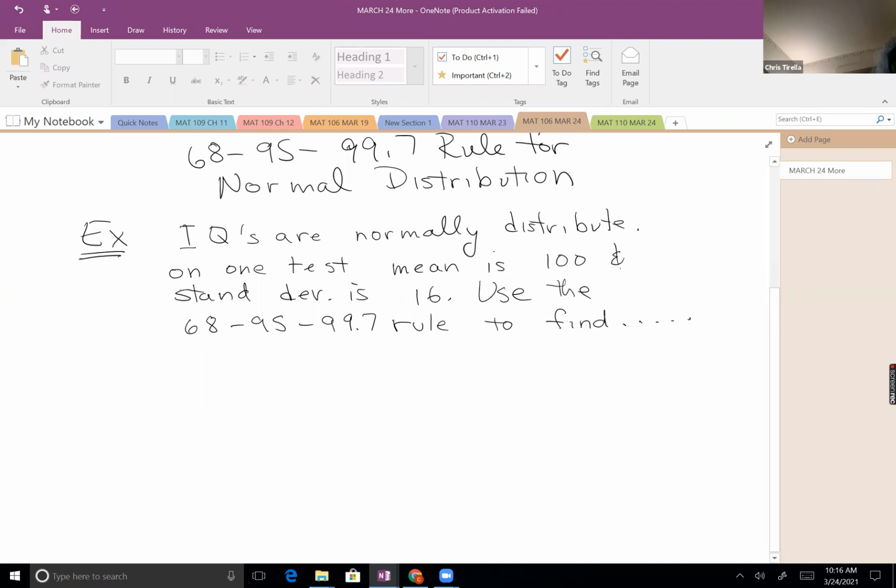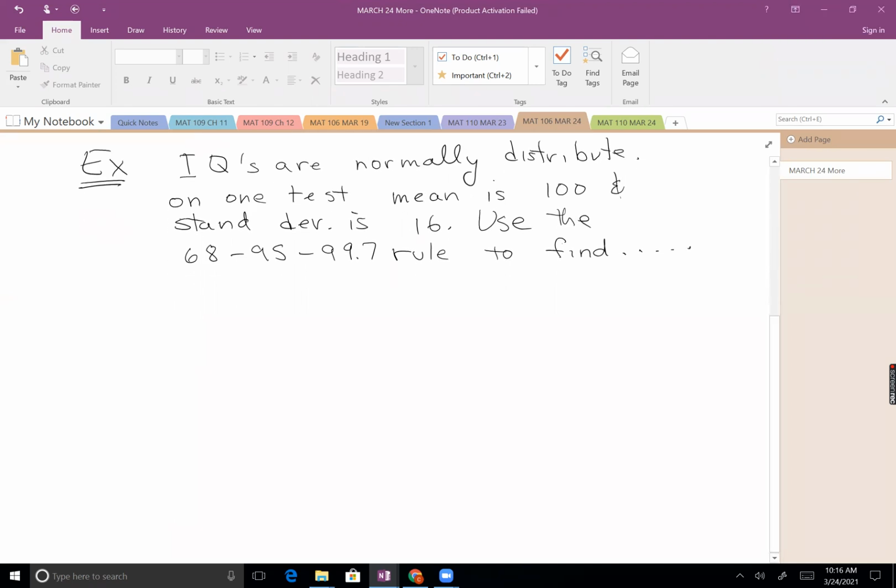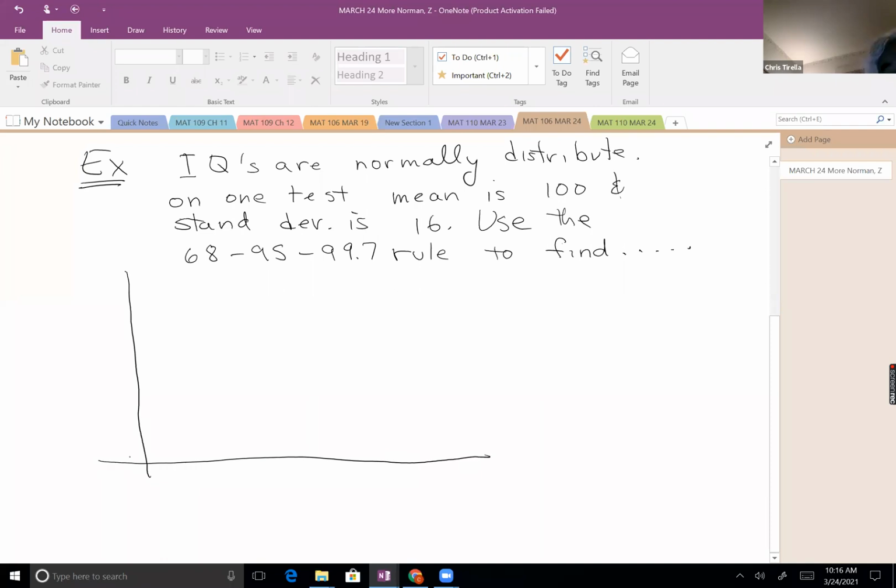Now, before I list the rest of the question, I want to stress: whenever I see this phraseology, use the 68, 95, 99.7 rule. The first thing that I do is I go through and I draw that bell curve. We said when we label the bell curve for this rule, we're always going to start in the middle. And on the axis, the number in the middle is going to be our mean. So what value should I put down here?